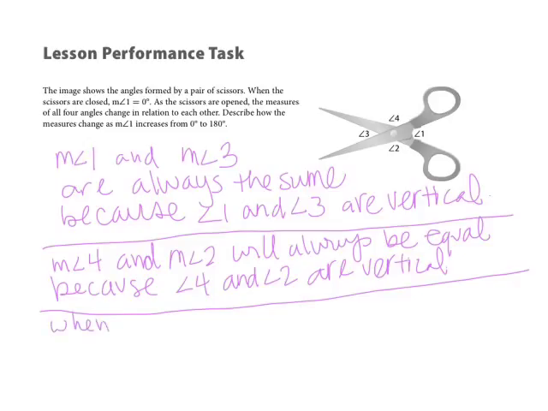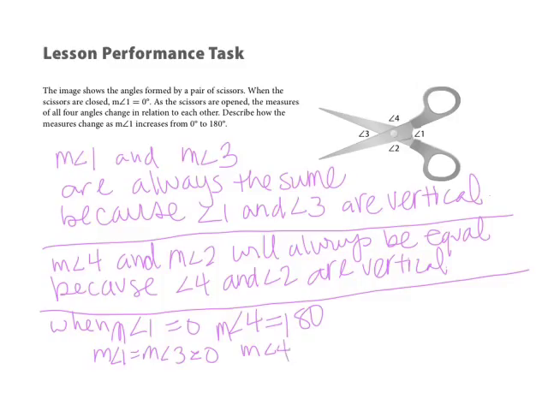So when the measurement of angle 1 is equal to 0, the measurement of angle 4 will equal 180. That means the measurement of angle 1 is equal to the measurement of angle 3, and those will be 0. And while that's happening, the measurement of angle 4 is going to equal the measurement of angle 2, which will be equal to 180.